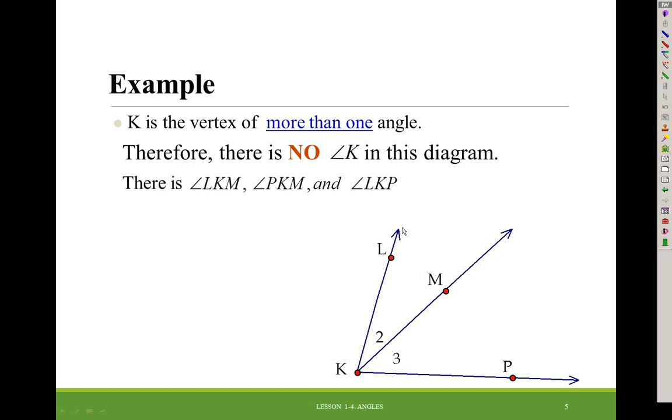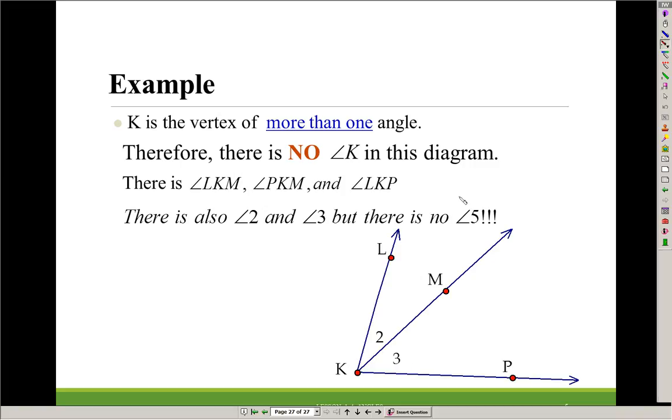But we do have angle LKM. We do have angle PKM. And then the whole thing is angle LKP. We also have an angle 2. You could call it angle 2 for the top slice. You could call the right-hand slice angle 3. But you wouldn't add those together and call the whole thing angle 5. There is no angle 5 here. That has a name of angle 2, angle 3, but there is no angle 5. So don't use that, and don't use angle K.